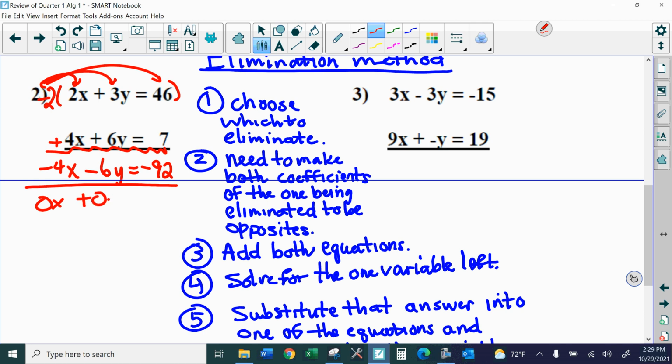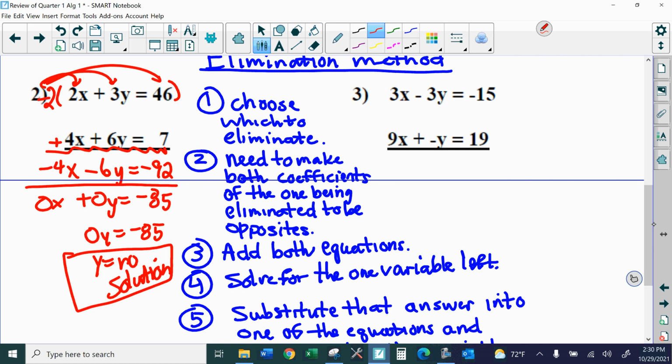Now when I add down here, if you notice what happens, I get 0x. Oh, the y's happen to wipe out as well. 0y equals negative 85. So does 0 times anything give me negative 85? No. So the answer is no solution. I couldn't solve for y because 0 times anything is not negative 85. So the full answer to that equation is no solution. What does no solution mean? It means that the lines are parallel and do not intersect.